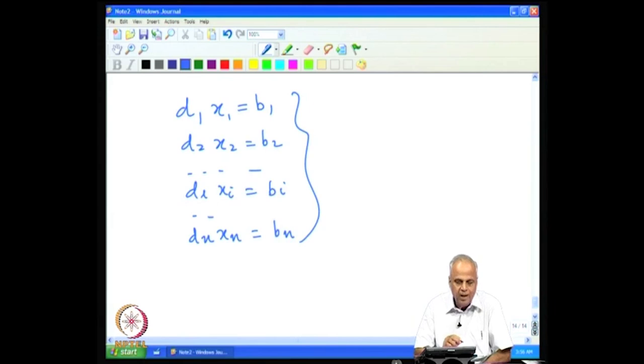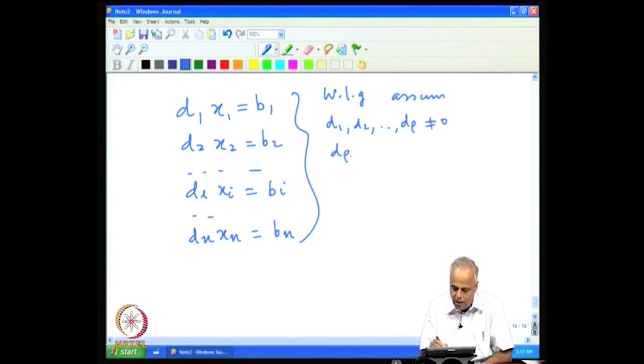Let us look at how we would go about solving it. If you want to solve the ith equation, we would like to write xi equal to bi by di, but then we cannot divide by di if di is 0. So, the equations where the di's are 0 are going to be problematic. Let us separate this out. Without loss of generality, assume the first rho of the d's are not 0 and the remaining d's are all 0. In that case, at least we get from the first equation x1 equal to b1 by d1 and so on, and the rho-th equation gives x rho equal to b rho by d rho.